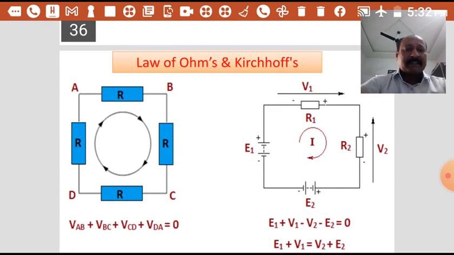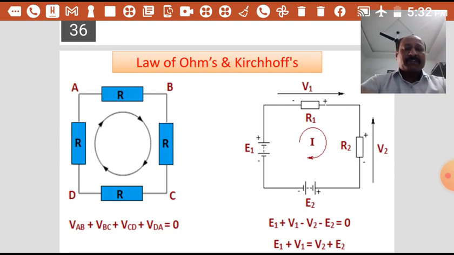I am assuming that the voltages across the resistances are VAB, VBC, VCD and VDA. So what are VAB, VBC, VCD and VDA? These are the voltage drops across AB, the first resistance R, across BC, the second resistance R, across CD, the third resistance R, and across DA, the fourth resistance R. So the addition VAB plus VBC plus VCD plus VDA equals 0.